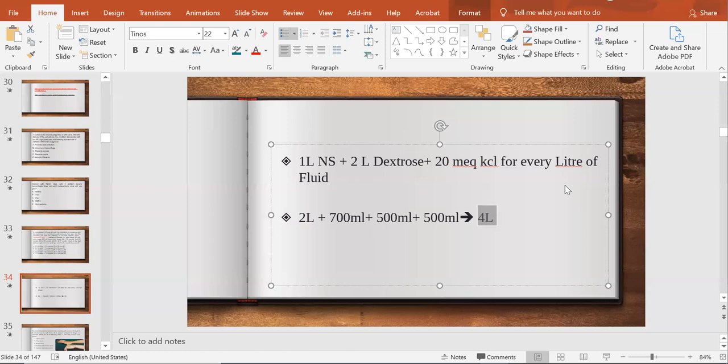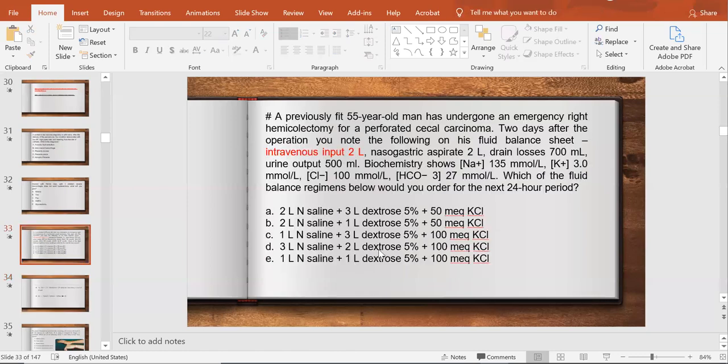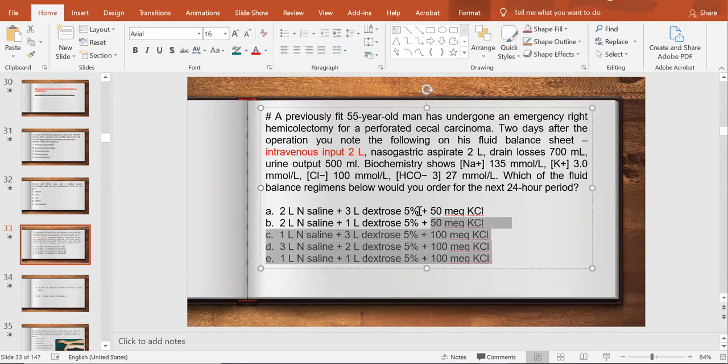Now it depends, there are lots of operations which might need potassium, mainly intra-abdominal operations where we give the stoma in that case. But don't bother with those things because they will not give you some option with potassium, some option without potassium. So obviously, in here, you can see all options are with potassium. You just need to select the amount of potassium you want to give. So it becomes easier at that time.